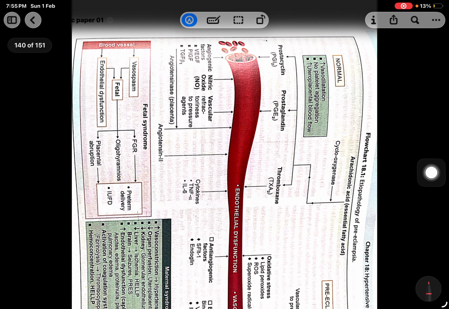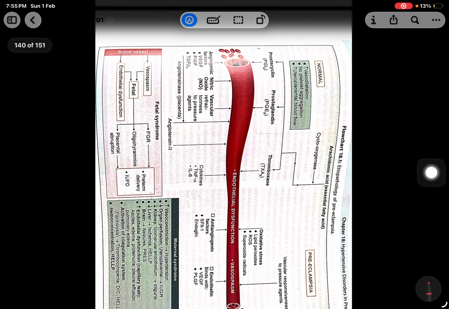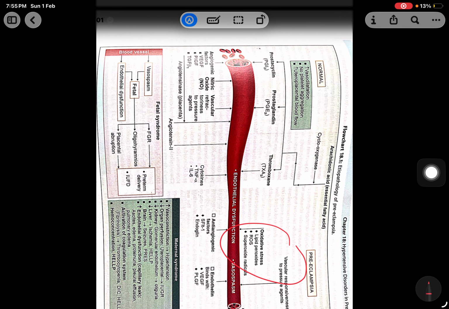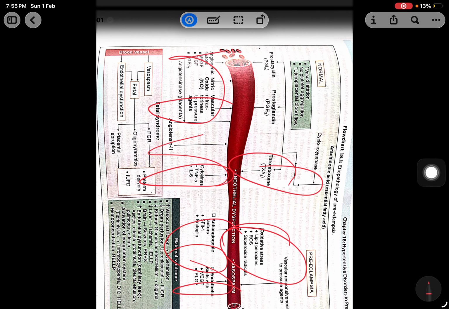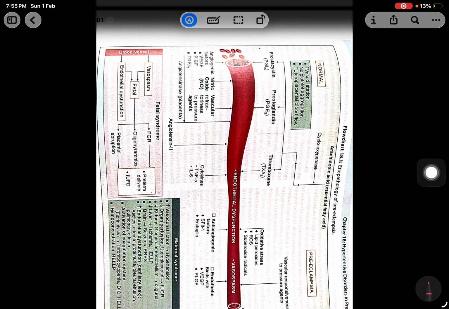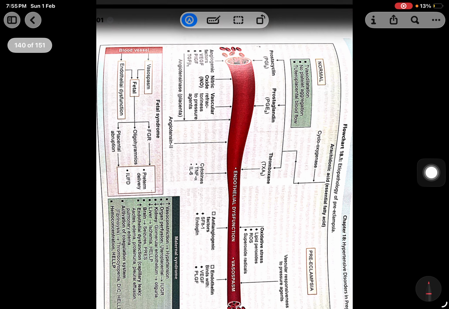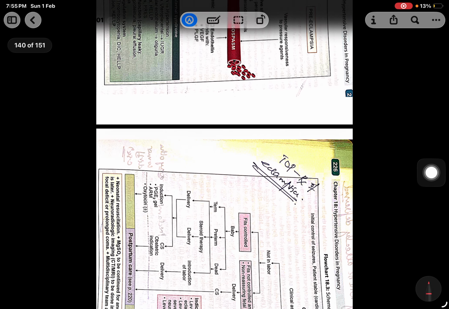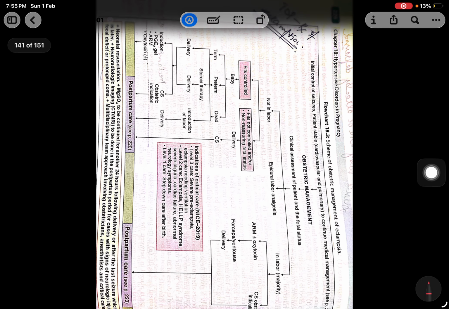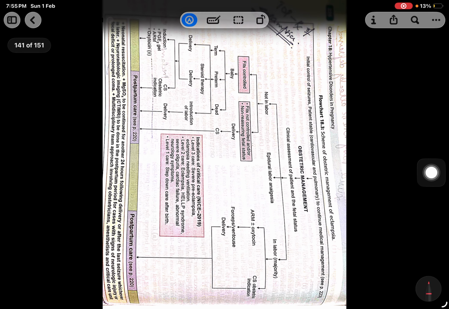Again, this is the etiology of preeclampsia. So basically, they are talking about how all these things cause vasoconstriction and affect everything. Don't expect me to teach this also, because the pathogenesis, I'm sure you know about. Then obstetric management, this is the important thing.